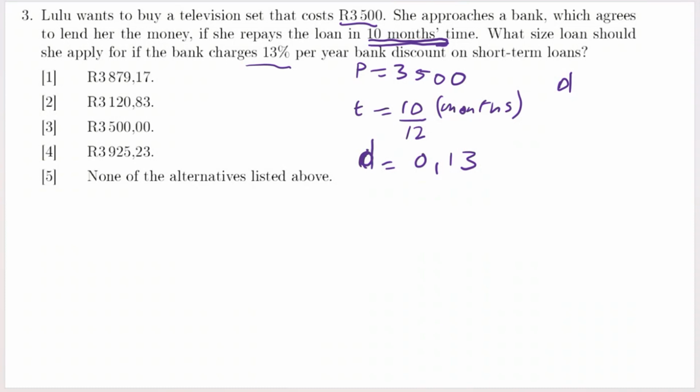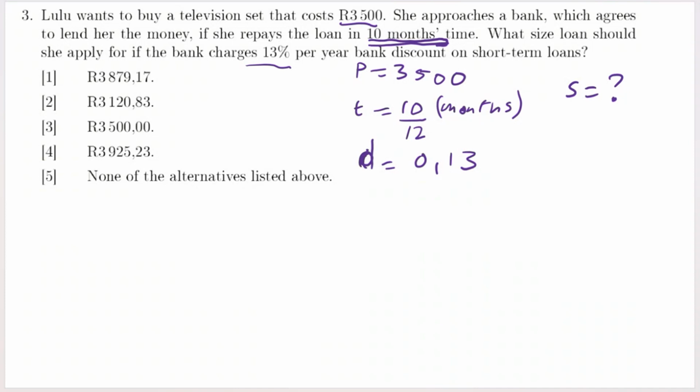So what is given here? We are looking for S. You are given P. Okay. You are looking for S here, because now they are looking what size of a loan should she apply for if the bank charges 13%. So now we are looking for S. Okay, so that is the S that we are looking for, because we are working with a discount. So that is the S that we are going to be calculating.